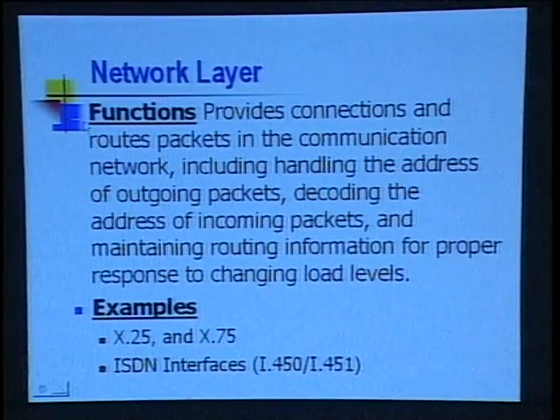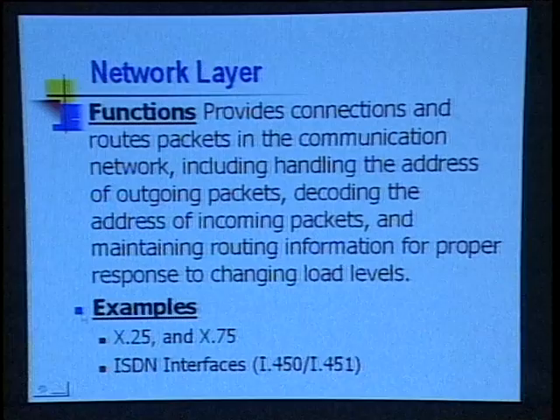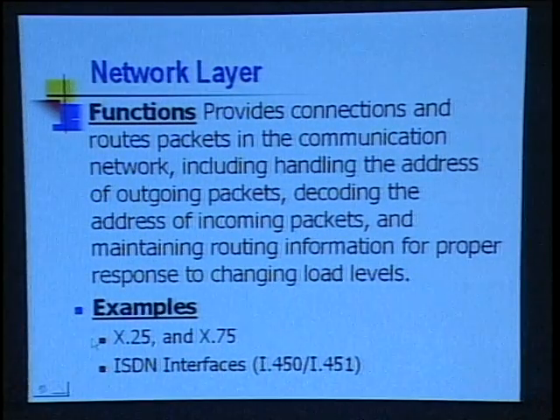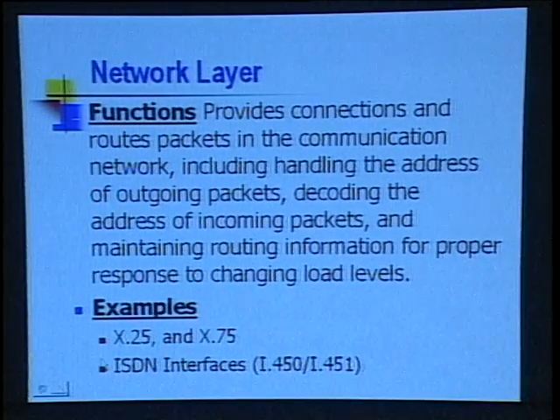The next layer in the OSI reference model is the network layer, and the function of the network layer is that it provides connection and routes packets in the communication network, including handling the address of outgoing packets, decoding the addresses of incoming packets, and maintaining the routing information for proper response to changing load levels. The examples of the network layer are X.25 and X.75, or another example is the ISDN interfaces I.450 and I.451.